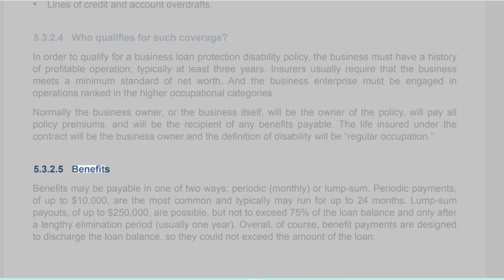5.3.2.5 Benefits. Benefits may be payable in one of 2 ways: periodic, monthly, or lump sum. Periodic payments of up to $10,000 are the most common and typically may run for up to 24 months. Lump sum payouts of up to $250,000 are possible, but not to exceed 75% of the loan balance and only after a lengthy elimination period, usually 1 year. Overall, of course, benefit payments are designed to discharge the loan balance, so they could not exceed the amount of the loan.